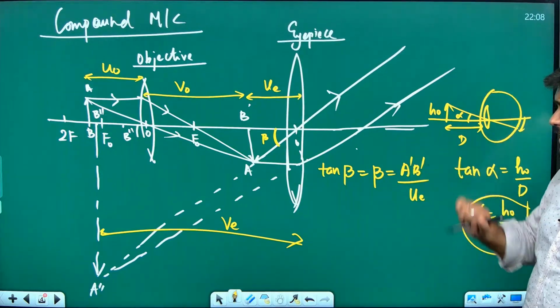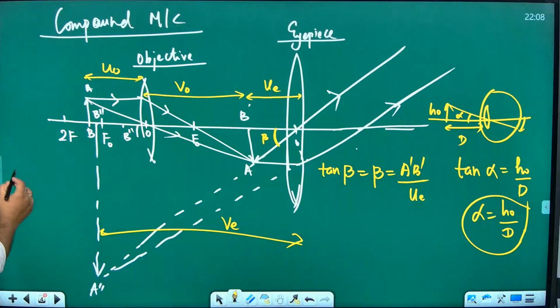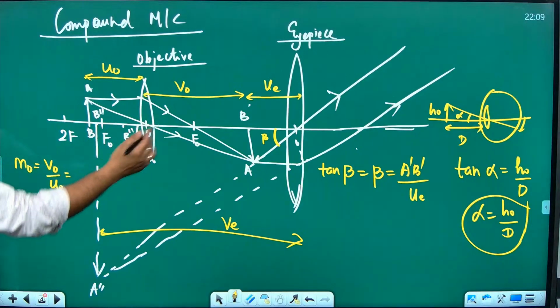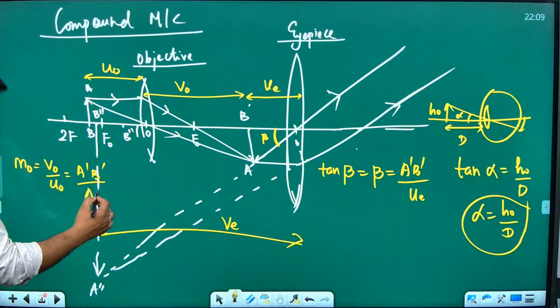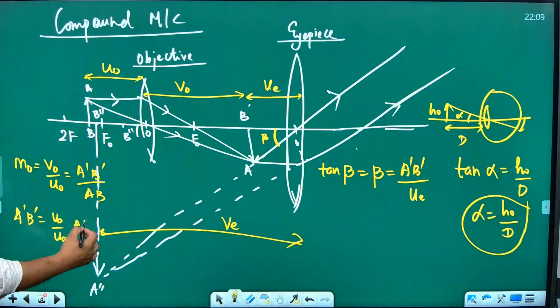To find A'B', I am talking about the magnification of the objective. Now, please pay attention. The magnification formula is VO by UO, which is equal to HI by HO, right? Magnification is also written as HI by HO. In this case, HI is what? A'B'. HO is what? AB. So, from here can I write A'B' is equal to VO by UO into AB? Do you agree with me?